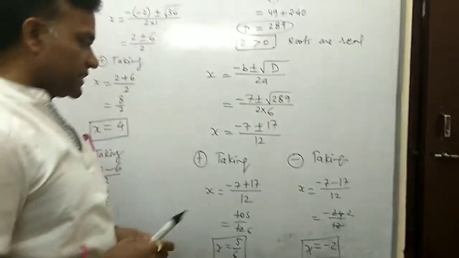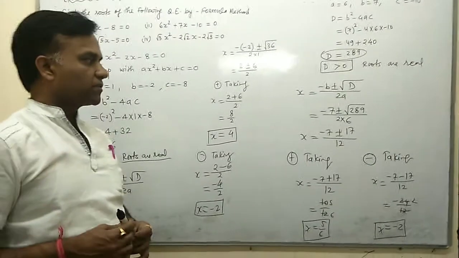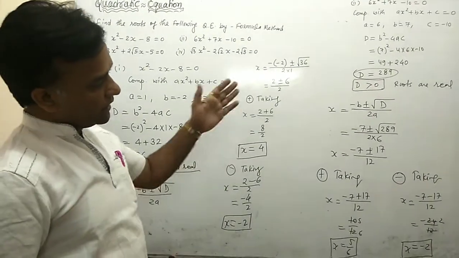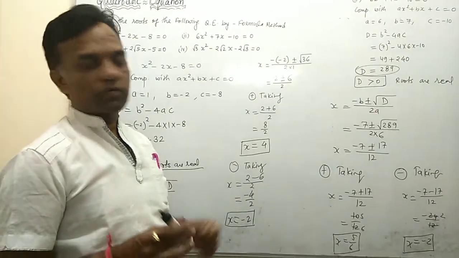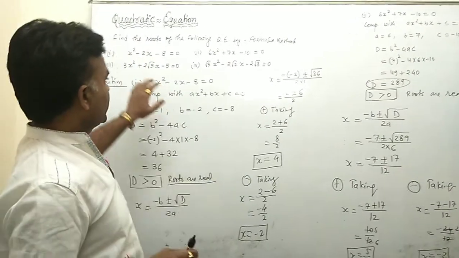So there are two roots: x equal to 5 by 6 and x equal to minus 2. Again, the concept is very easy going: you only substitute the values and you get the answer. Now we try the third question.